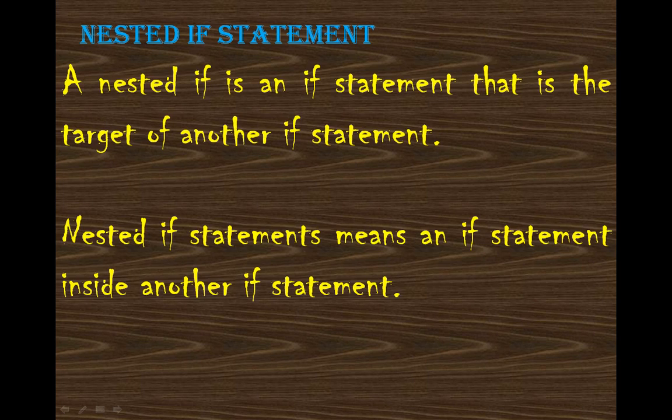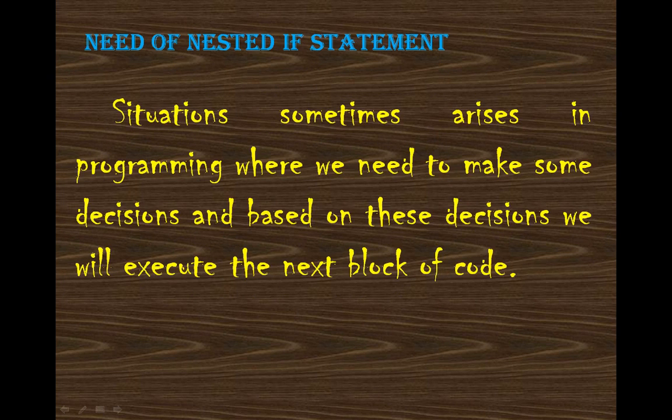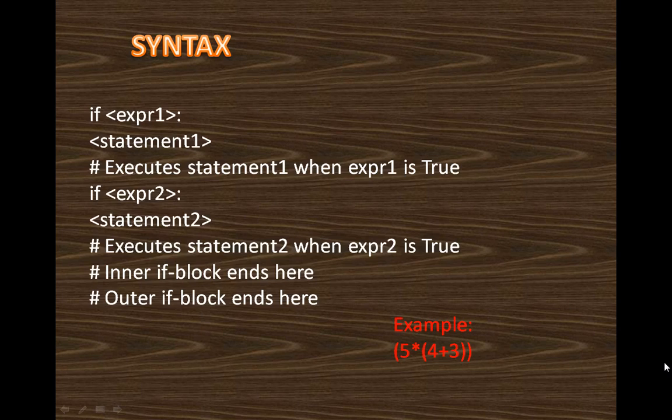Situations sometimes arise in programming where we need to take some decision, and based on this decision we will execute the next block of code. Sometimes we take a decision, and then based on that decision we have to take a further decision. These types of work can be done with the help of nested if statements. Syntax: if expression, statement 1, which executes when the expression is true. Again it will go to the second if, where you have given another expression, and it will execute this. So the inner if block ends here and the outer block ends here.